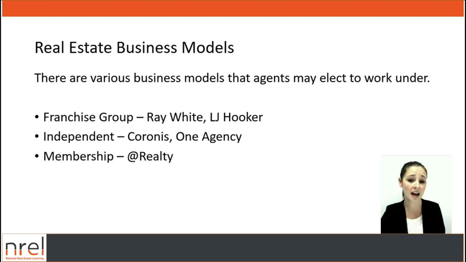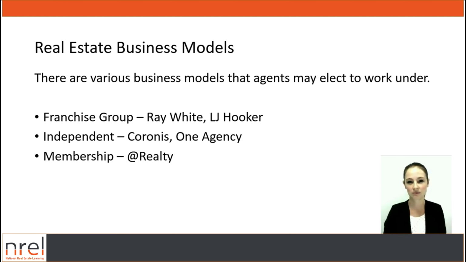You also have independent agencies. The advantages of independent agencies is that you get to run your business the way you want. You get to keep all your profits. You can advertise however you want. You can operate in whatever areas that you want to operate in as well. Disadvantages being that you don't have the brand recognition. You don't have the support and training that you may get with a franchise organisation.